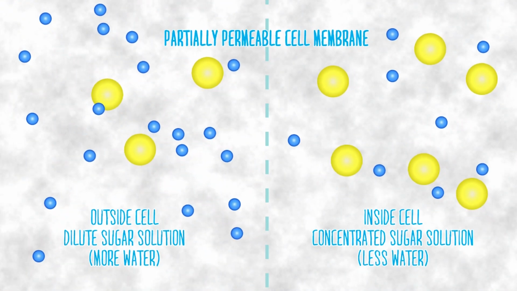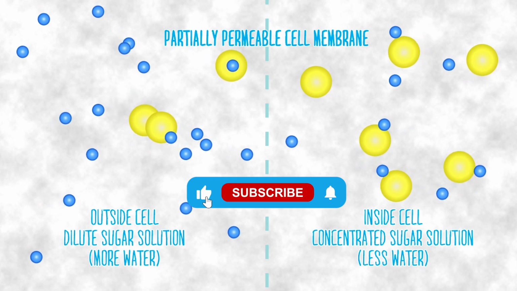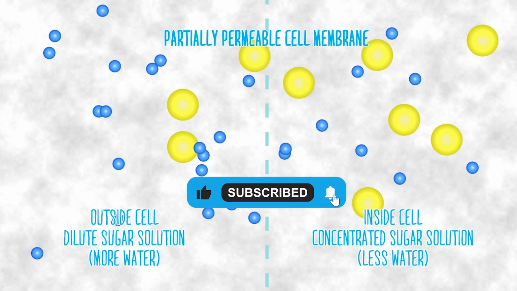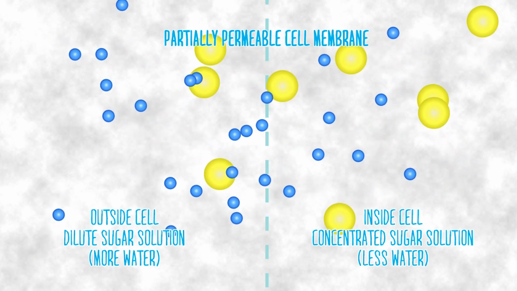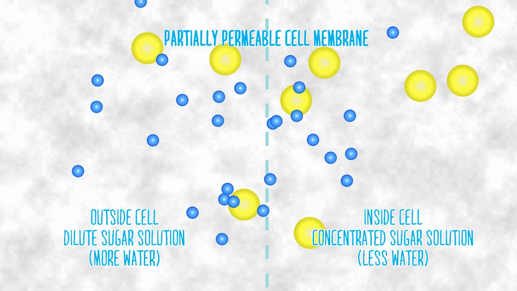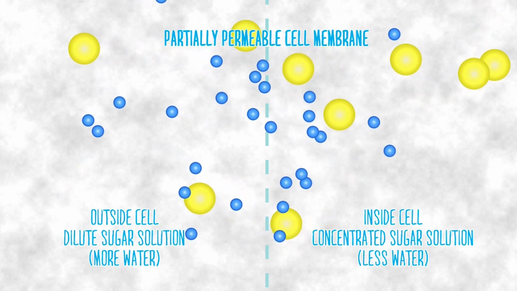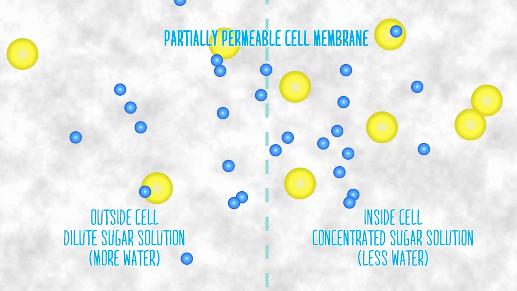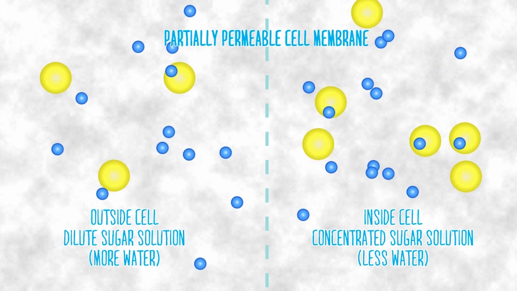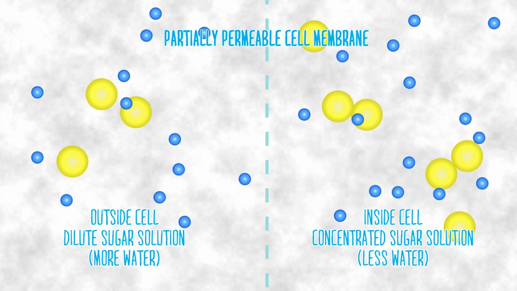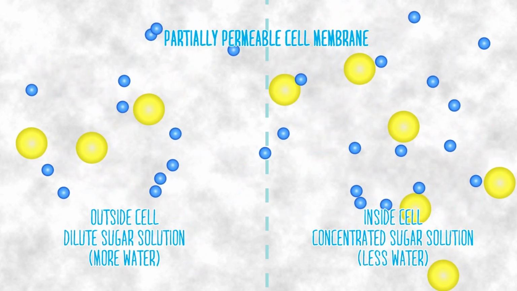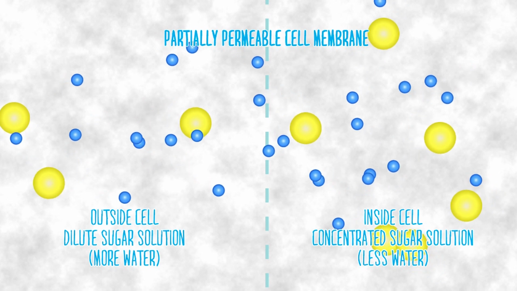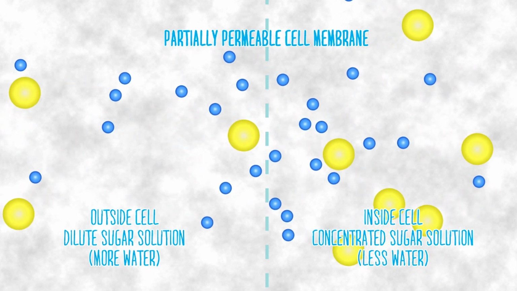A partially permeable membrane, for example the cell membrane, only allows molecules of a certain size to get through. Larger molecules such as sugars can't fit through, whereas small water molecules can. The water molecules continually move, but overall they should move from where there are lots of them in the dilute solution to where there aren't many of them in the concentrated sugar solution.